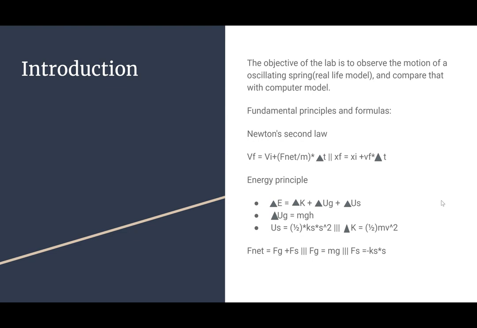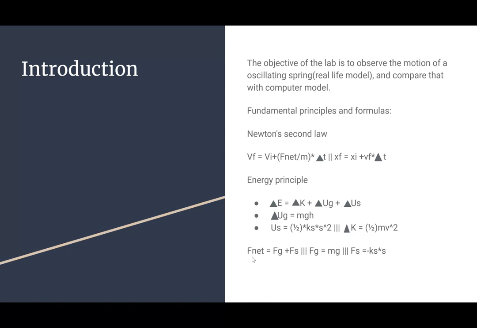Fundamental principles and formulas that I've used throughout the lab. First is Newton's second law, or the momentum principle, which I used to find two important pieces of data: the final velocity and the final position inside of the loop. And the energy principle, which is the change in energy equals the change in kinetic energy plus the change in gravitational potential energy plus the change in spring potential energy. And here are the formulas for each one of them.